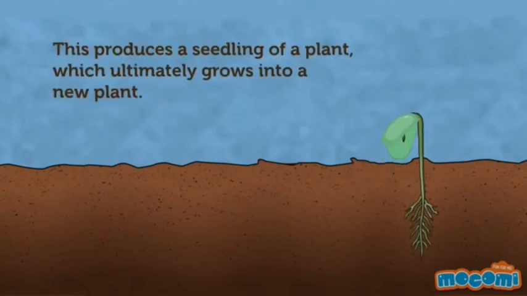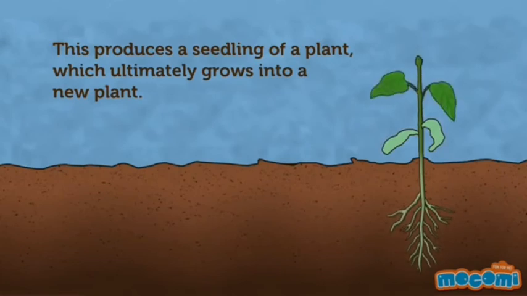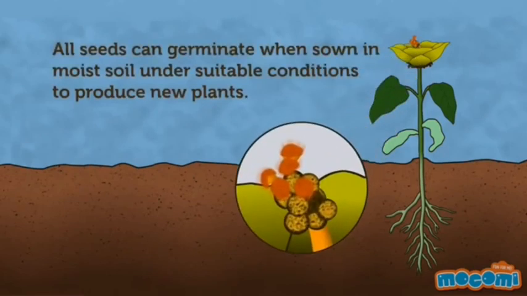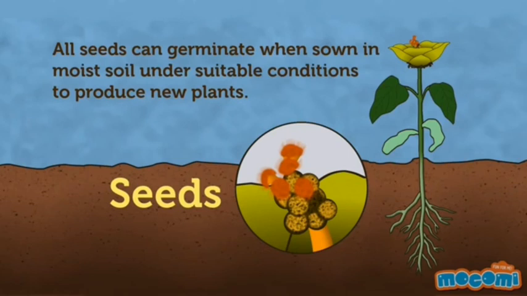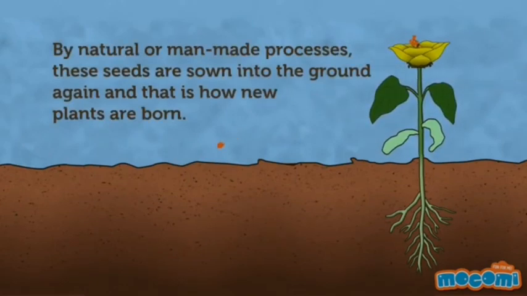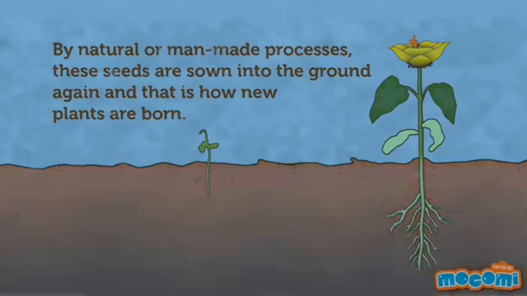This seedling of a plant usually ultimately grows into a new plant. Means by this usually a new plant grows. After some time the plant bears a flower. The flowers produce fruits and the fruits have seeds in it. So this is the seed. All seeds can germinate when sown in moist soil under suitable conditions to produce new plants. Then when winds come, these seeds are thrown onto the ground. By nature or man-made process, these seeds are sown into the ground again and then the cycle continues.